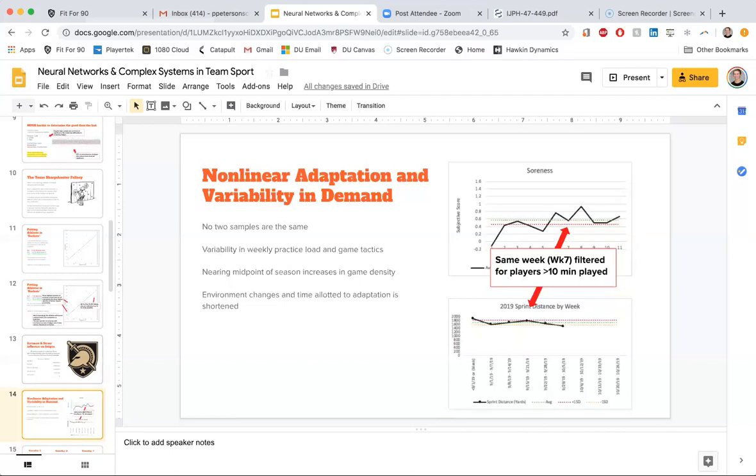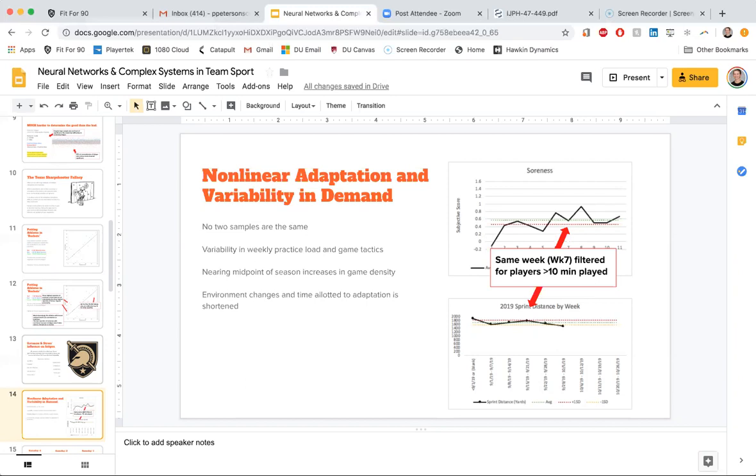That's the beauty of using your multiple regressions at multiple points, or looking at this complex system and neural network model: you understand that no two samples are the same, right? Variability in weekly practice load and game tactics happens day to day, week to week. Other models are built off a static environment that doesn't change with the athlete, with the upcoming game, or with the change in practice plans.